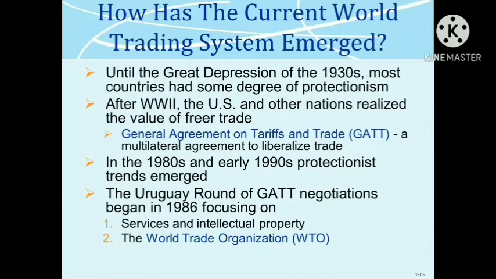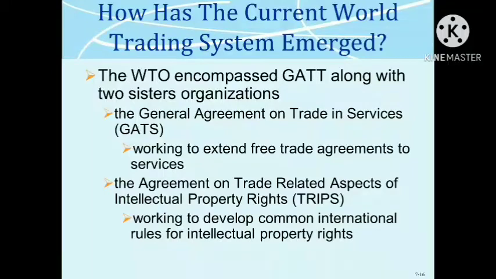The Uruguay Round of GATT negotiations began in 1986, focusing on services and intellectual property, and then the World Trade Organization was created. The WTO encompasses GATT along with two sister organizations. We have the General Agreement on Trade in Services, working to extend free trade agreements to services, and the other one is the Agreement on Trade-Related Aspects of Intellectual Property Rights. This is working to develop common international rights for intellectual property.